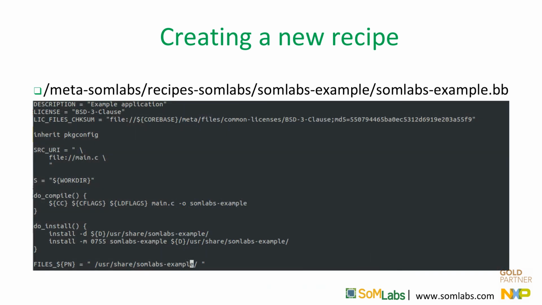In the recipe file, we will find information about the files used, in this case only main.c, and 2 procedures. The first one, do_compile, contains the command that we have already used to compile the first example. The second procedure, do_install, creates the directory /usr/share/SOMLabs-example in the file system of the target device and copies the compiled program binary there.